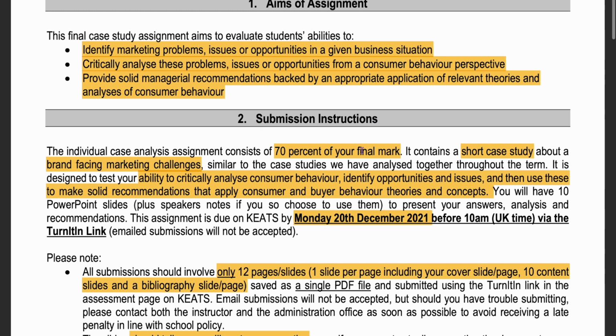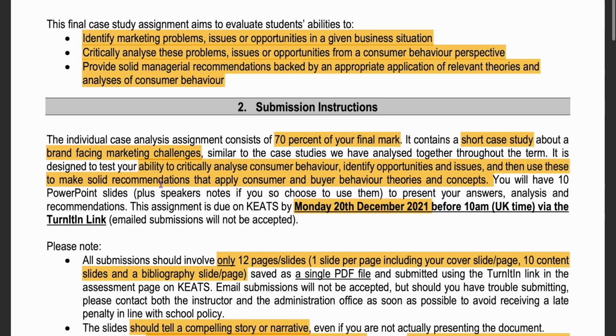So let's look at the submission instructions before we understand the brief. This is an individual case study, and of course, it is 70% of my final grade. So of course, this had a lot of weightage. It won't be easy, of course.